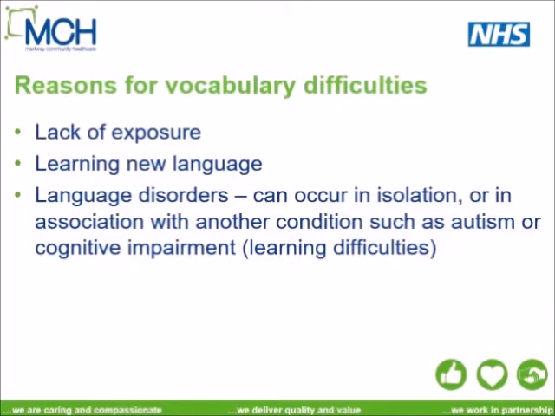It could be to do with learning a new language. It could be that a child has a language disorder. A language disorder can occur on its own, or it can be in association with another condition. A child could have a language disorder associated with autism, or a learning difficulty, or a hearing impairment.